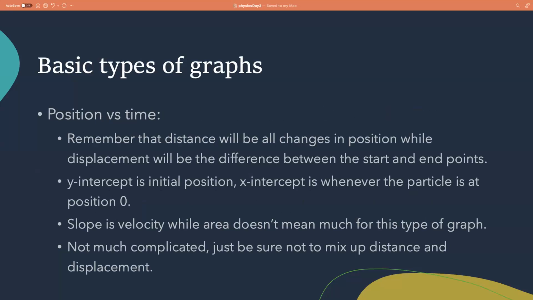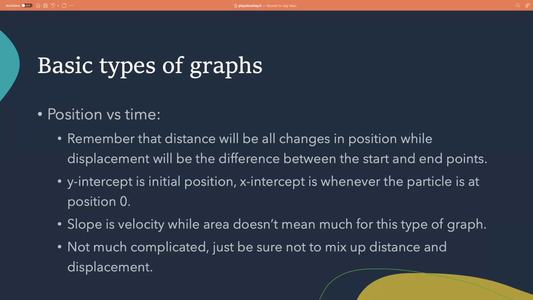So going over some basic graph types, we're going to start with position versus time, which is definitely the easiest to understand. Remembering the definition of distance and displacement, the distance can be all changes in the y value, because every single change in position adds to the distance traveled, while the displacement is simply the difference in the y value between the start and end points. So how far apart the start and end points are represents displacement. Don't mess those two up.